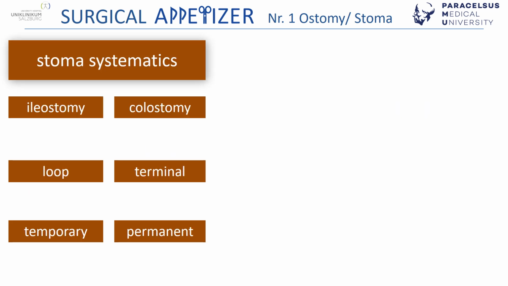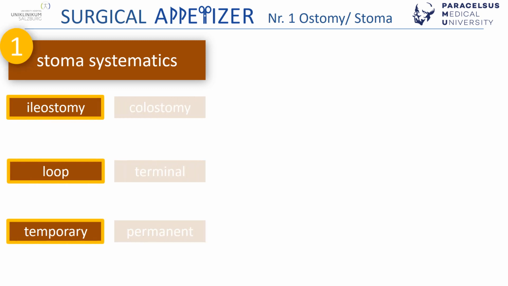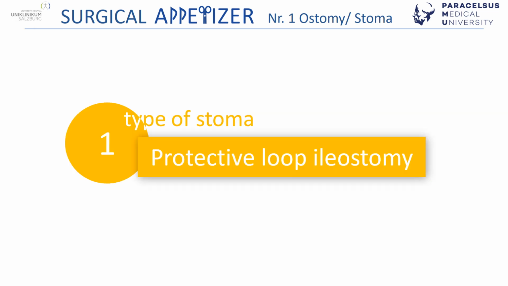Stoma systematics. Ileostomy versus colostomy. A stoma can be a loop ileostomy with a double lumen, and it can be terminal with only one lumen sutured to the skin. And a stoma can be temporary versus permanent. Let's start with a loop ileostomy, which is temporary.